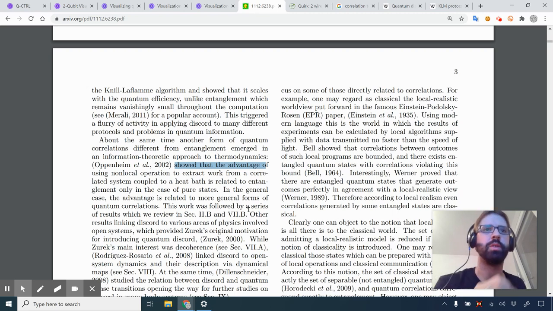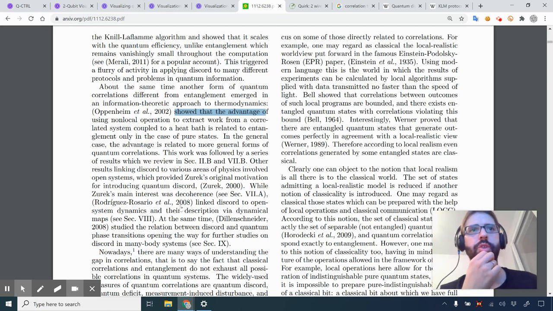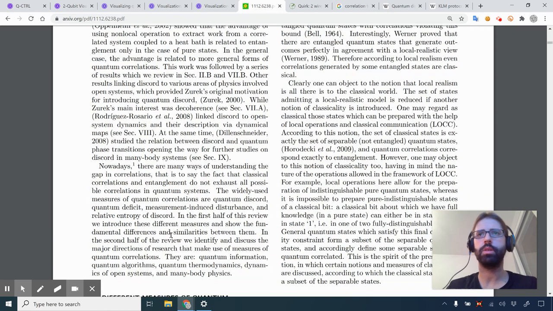This work was followed by a series of results, which we review in sections 2b and 7b, other results linking discord to various areas of physics, motivation for interest in quantum discord. While Zurek's main interest was decoherence, Rodriguez Rosario linked this core to open system dynamics and their description via dynamical maps. At the same time, Dylan Schneider studied the relationship between discord and quantum phase transitions, opening the way for further studies on discord in many body systems.